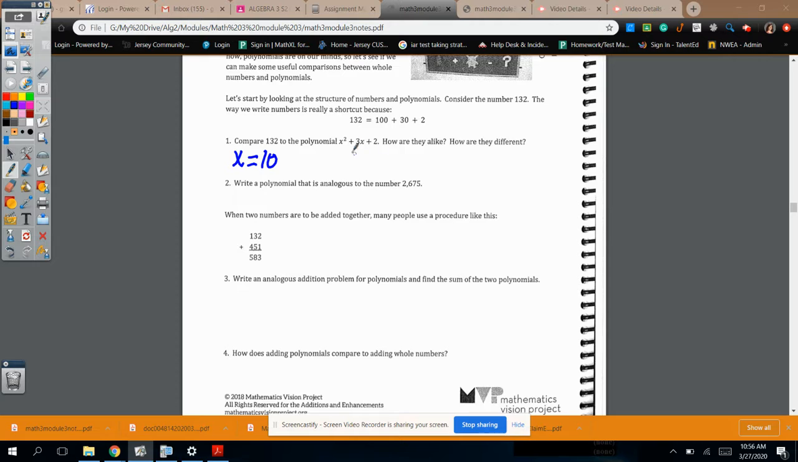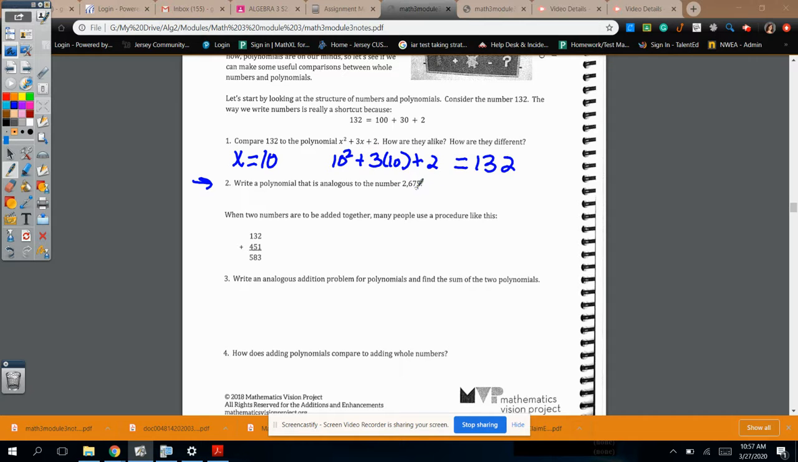If x equals 10, they're actually the exact same thing because 10 squared plus 3 times 10 plus 2 is exactly 132. Now, for polynomials, though, where the domain is all real numbers, many times x does not equal 10. So that's how they would be different. They're alike because if x equals 10, they're the exact same thing, but they're different because x can be anything for polynomials.